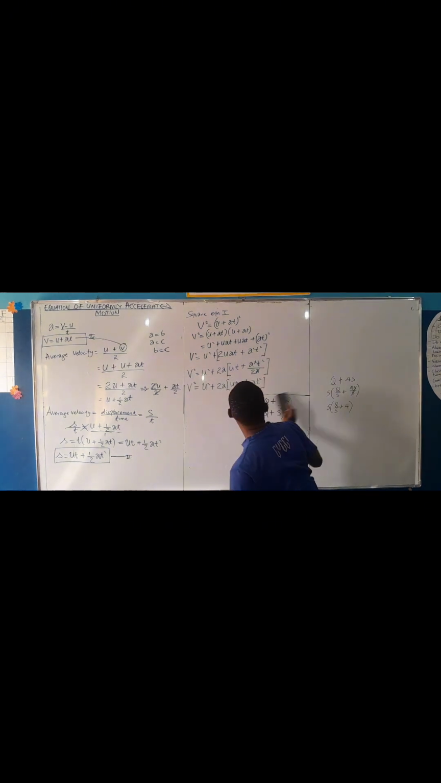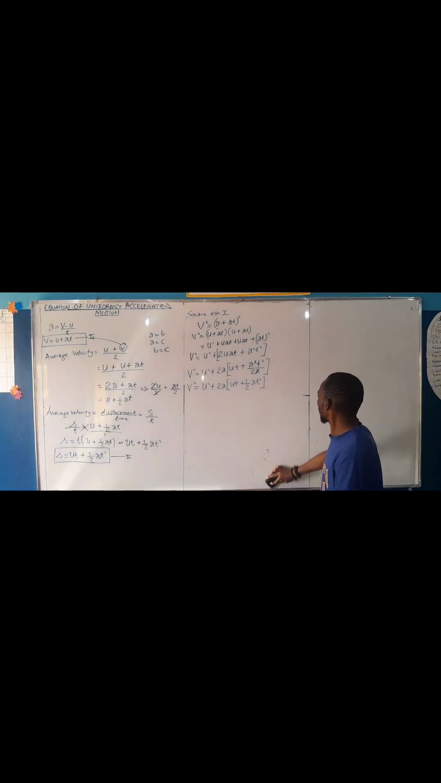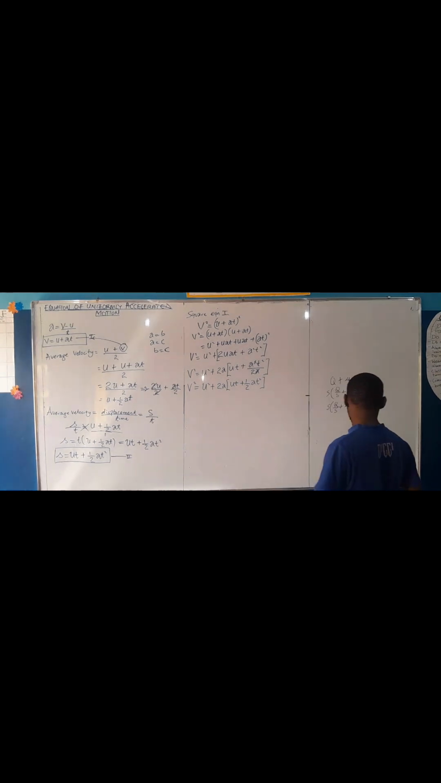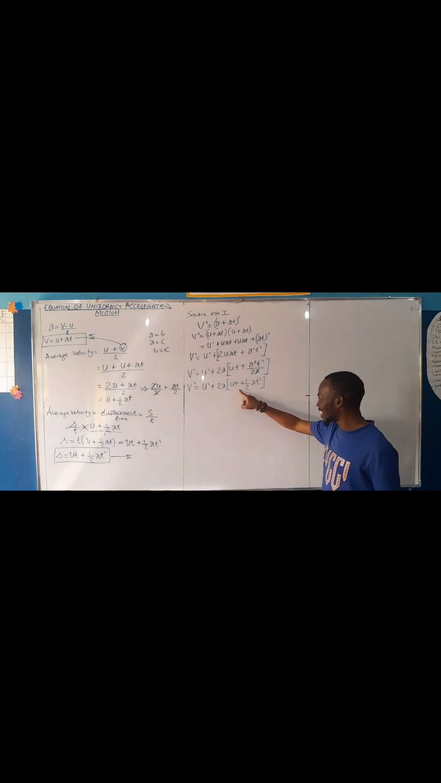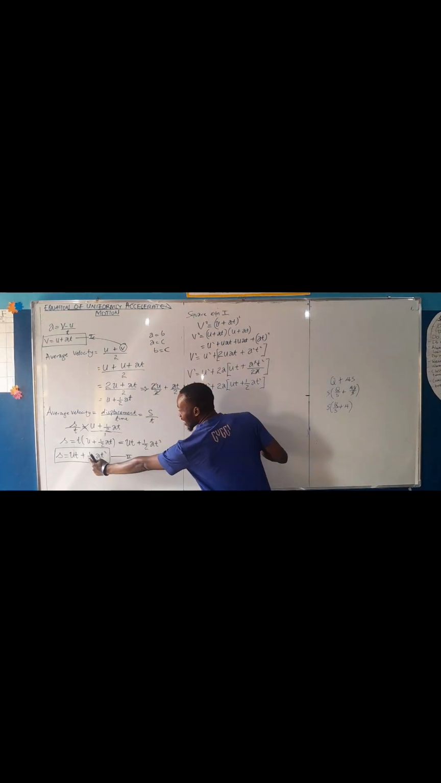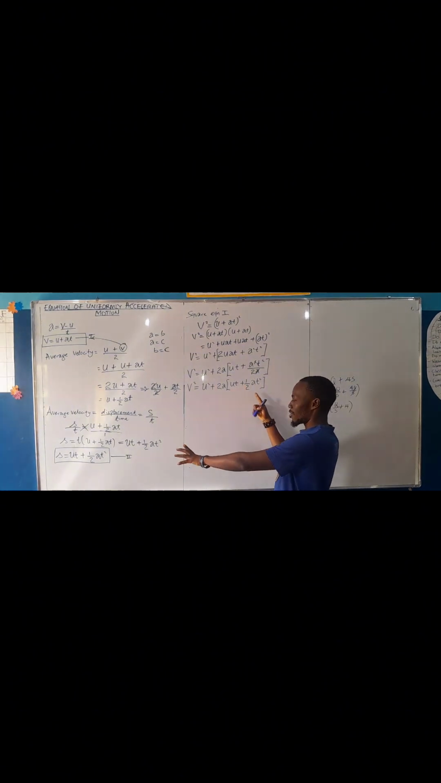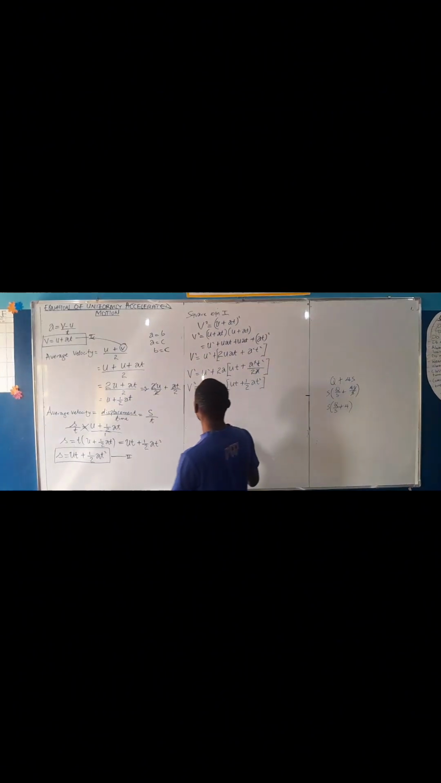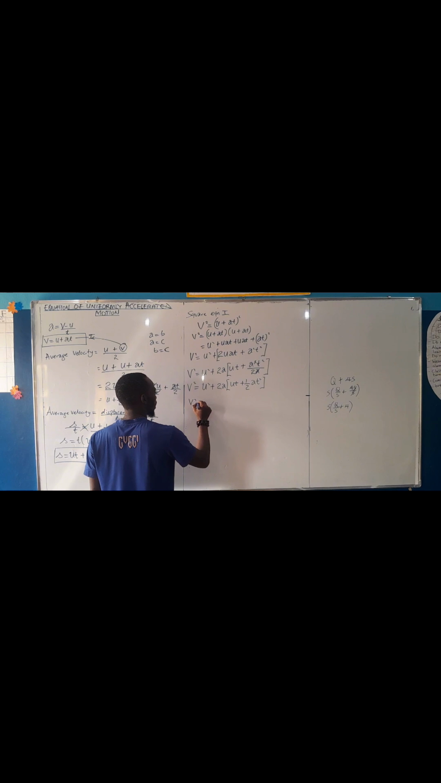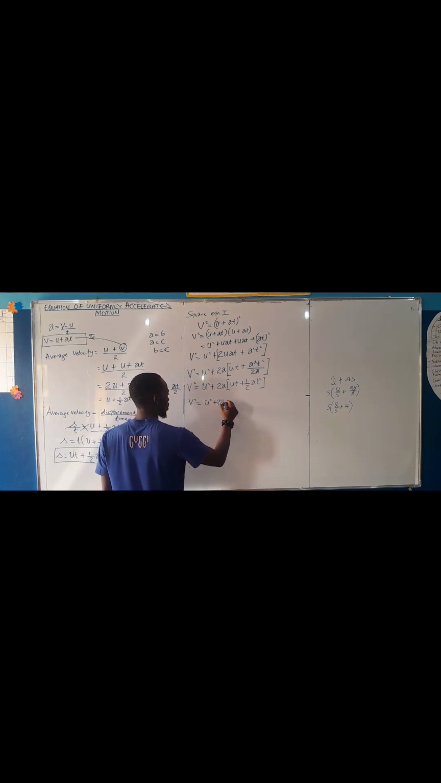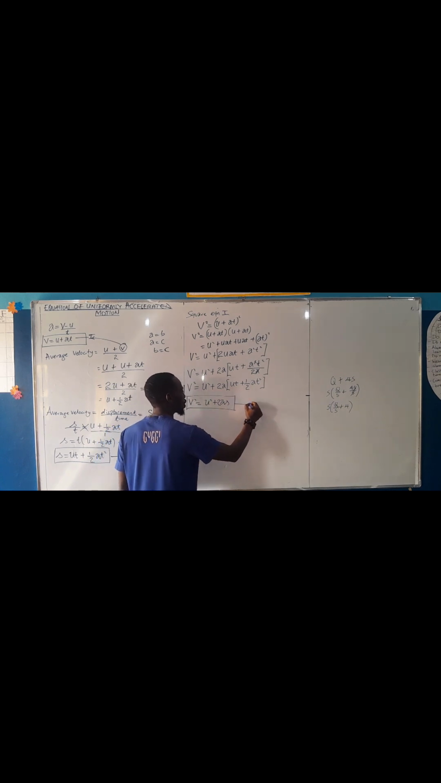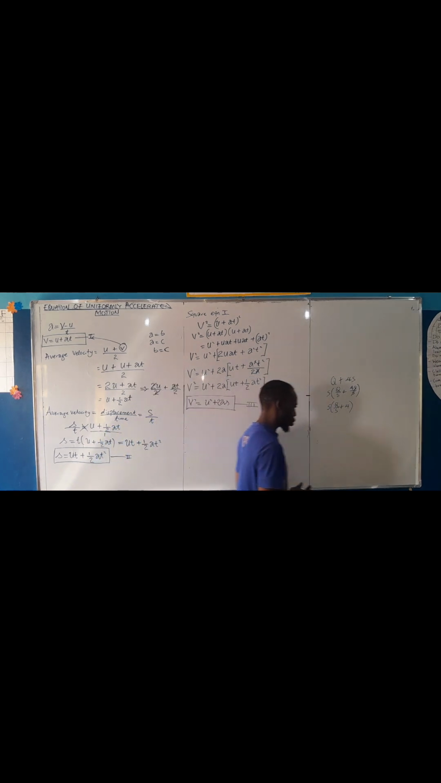Alright, so having said that, oh wow, interesting. Everything here in this bracket is s. Can you see it? Can you see what I'm saying? ut plus ½at squared. Okay, so we are having v squared equal u squared plus 2as. So this is the third equation of motion.